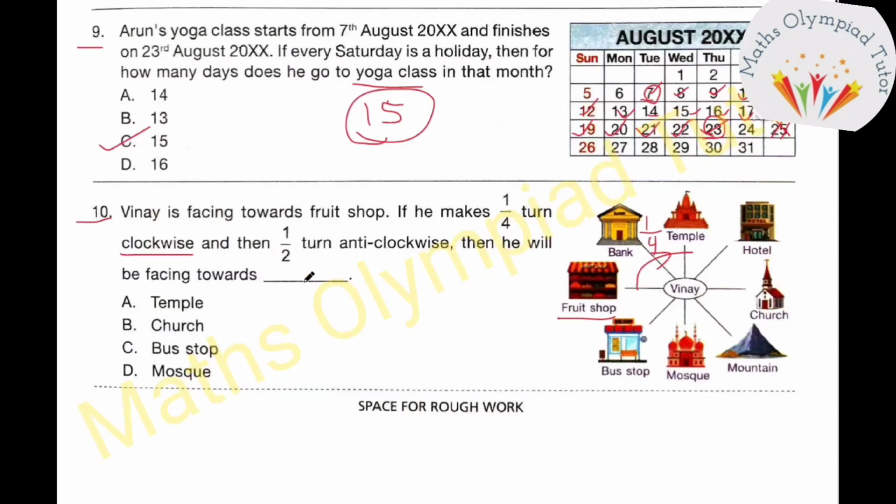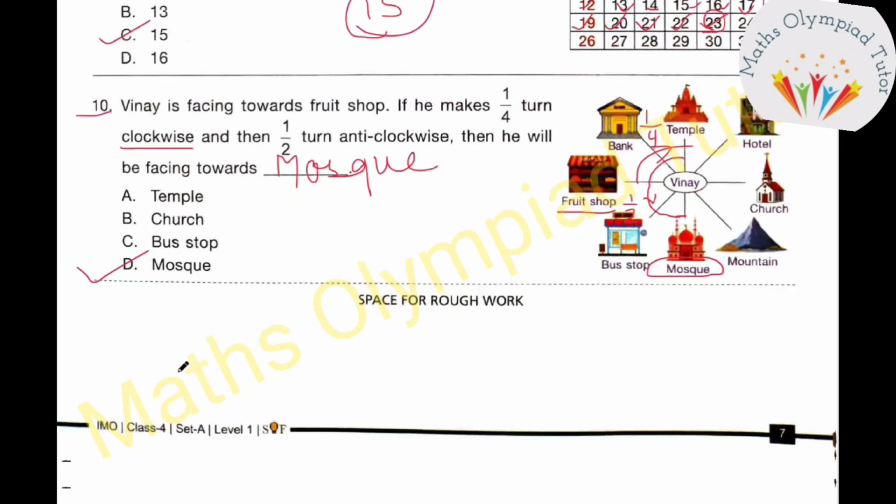This, and then he is moving 1/2 turn anti-clockwise. So anti-clockwise is the reverse direction here. So this is 1/2 anti-clockwise. Then he will be facing towards which? So now he has reached the mosque, so he will be facing the mosque. So we have to select mosque here, which is option D here. So we'll be selecting this.